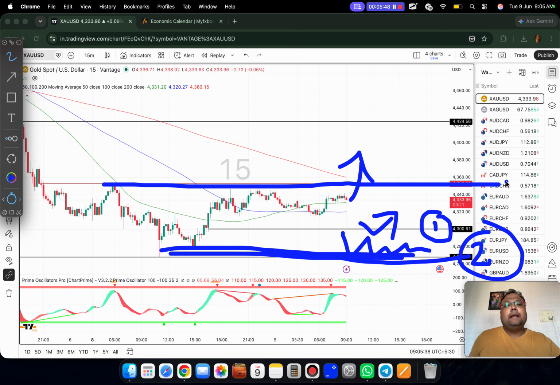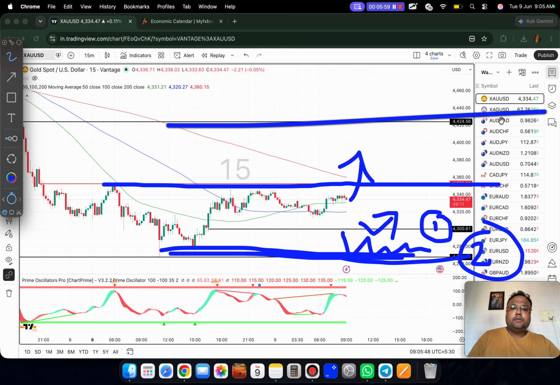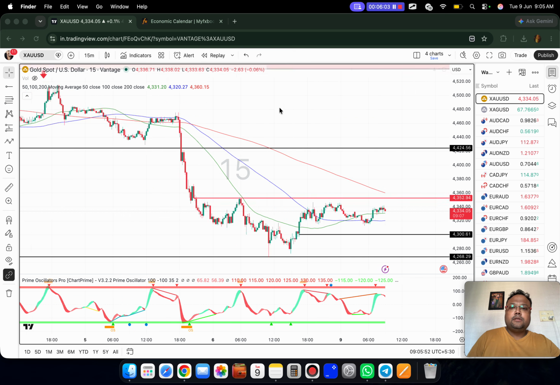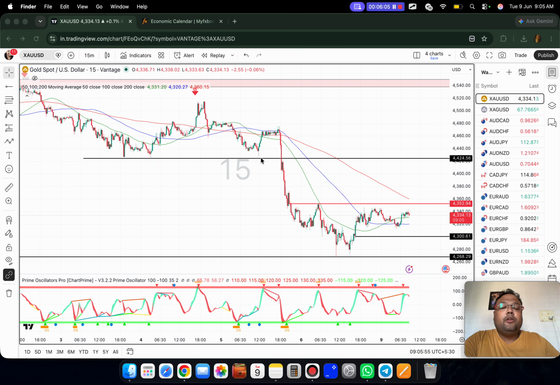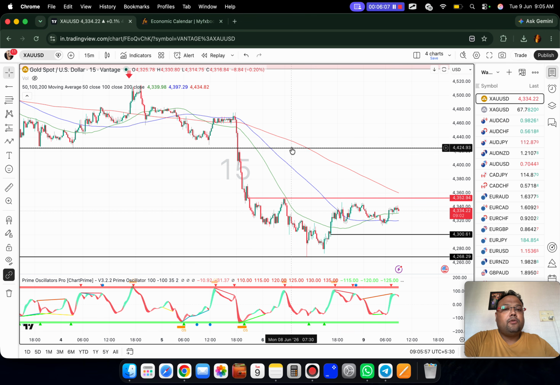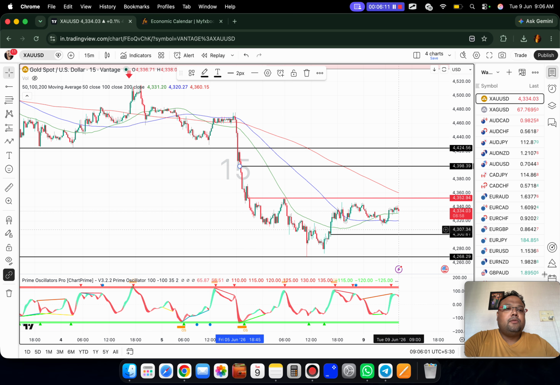And if market goes up, we may see a temporary recovery on the chart of gold, and the next resistance will be around 4425, 4430, because the previous support will be working as resistance. But before this, we also have a psychological resistance around 4400. Do not forget. So let's wait and watch.